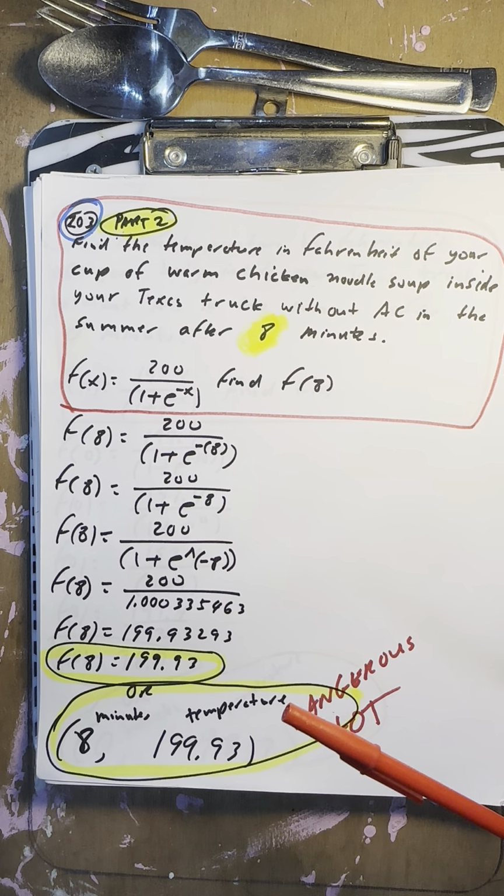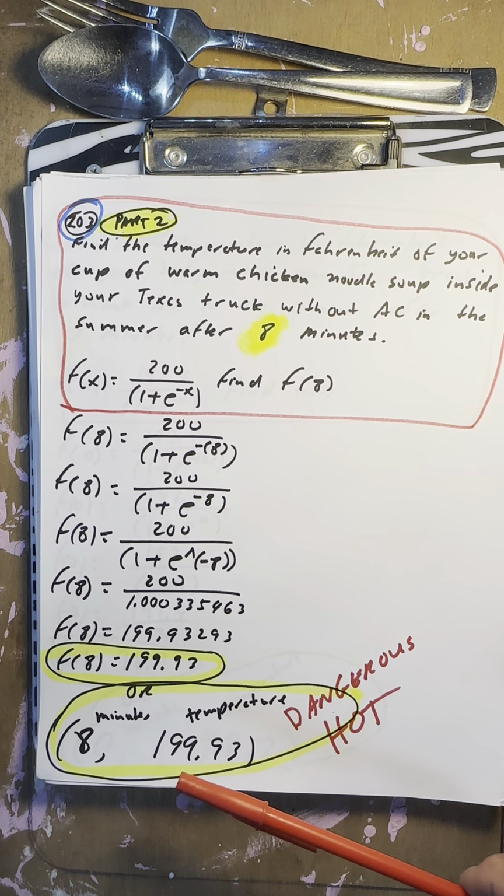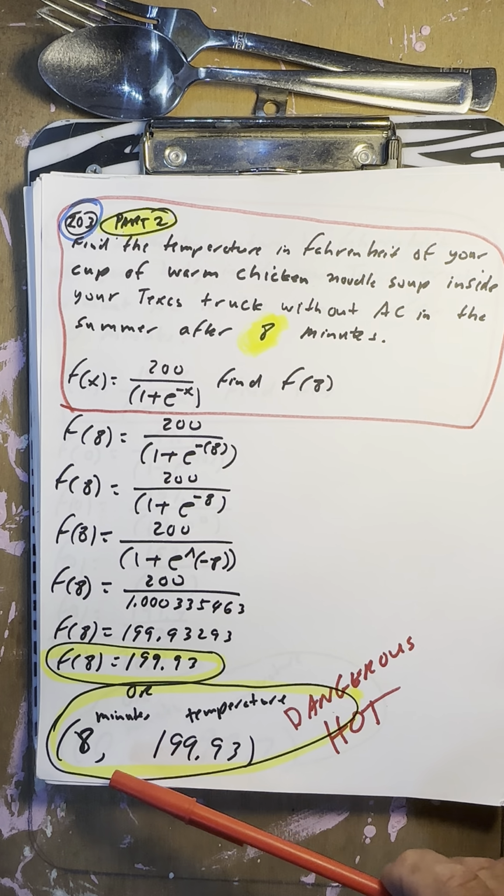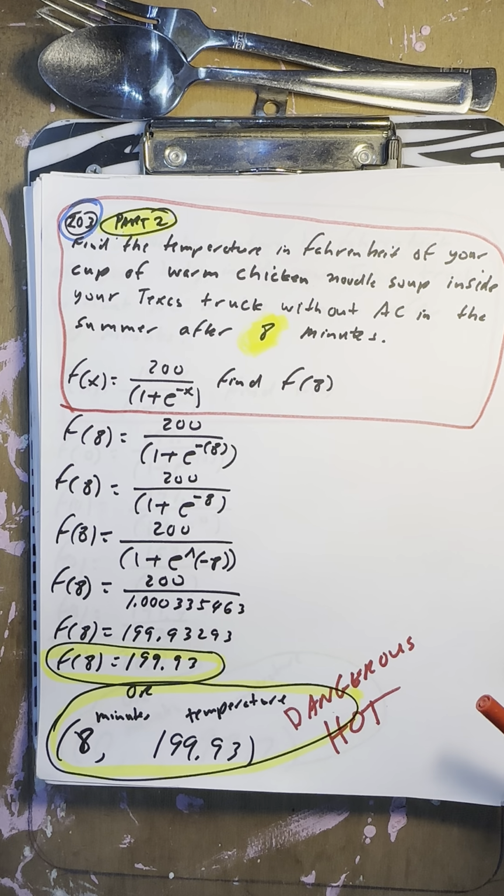The chicken noodle soup is no longer 100. Now, 108 minutes have gone by in your Texas truck without AC. 199.93 is the temperature of your chicken noodle soup. It's dangerous hot in there.